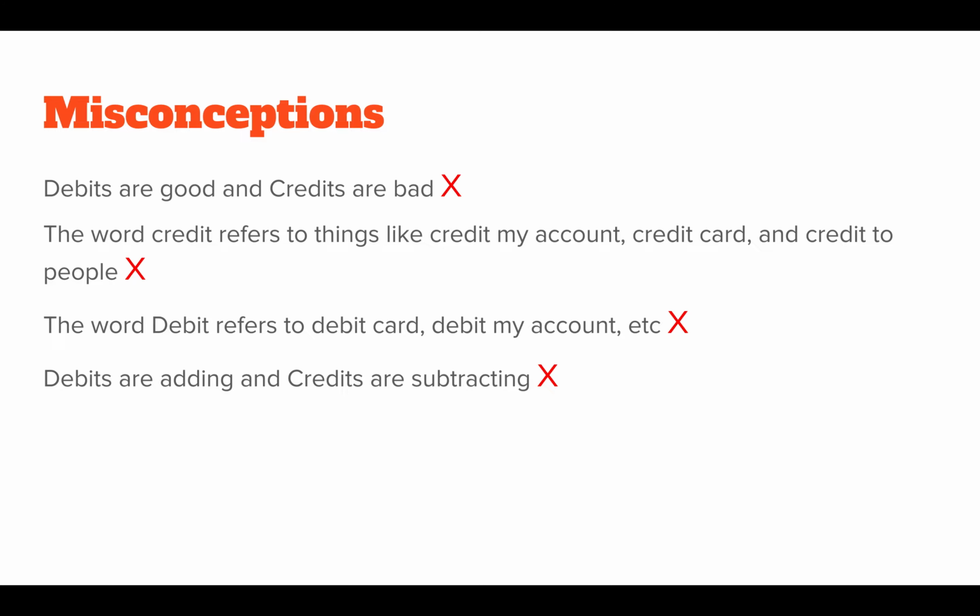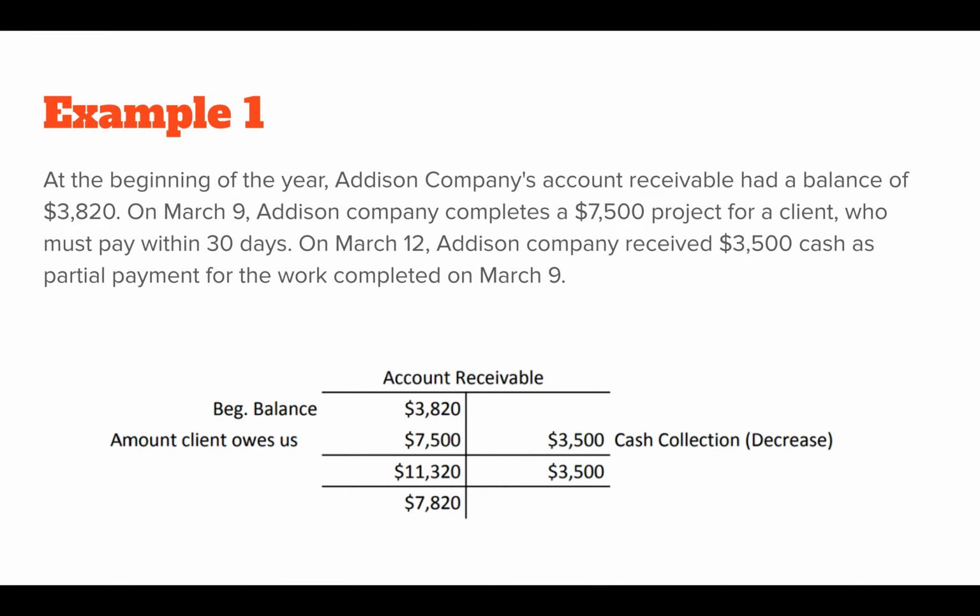On March 12, we collect cash from the client, which reduces accounts receivable, and the client does not owe us the cash anymore because they paid us. We reduce a debit balance account with a credit entry. Therefore, we reduce accounts receivable with a credit. In order to find our ending balance, we add up our debits and subtract them from the sum of credits.